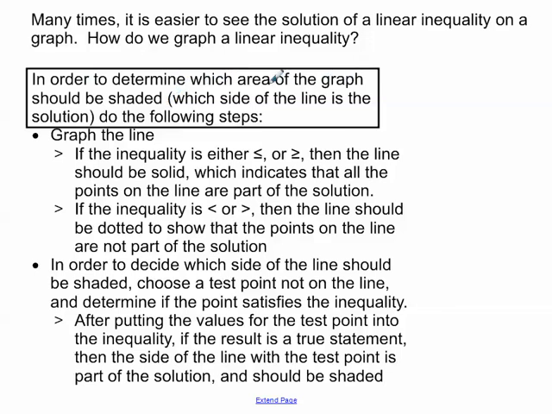In order to determine which area of the graph should be shaded, which side of the line is the solution, we do the following steps. Number one, graph the line. Use our y-intercept to get a point, and then use our slope to get another point, and then we get a line. Then we've got to decide if we use a solid line or a dashed or dotted line. Remember the inequalities are less than, greater than, less than or equal to, or greater than or equal to. If the inequality includes an equal sign, either less than or equal to, or greater than or equal to, then the line should be solid. And that means that all the points on that line should be included in the solution set.